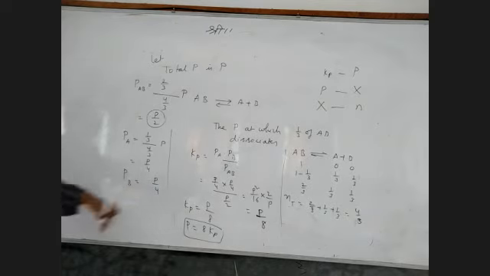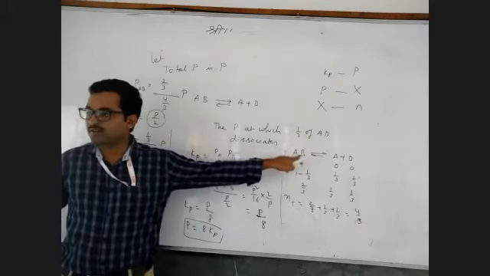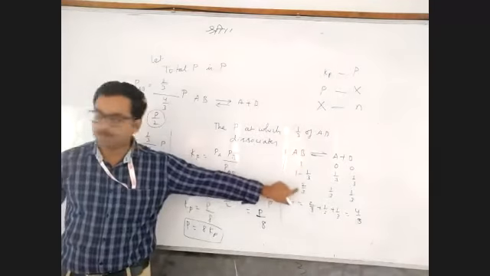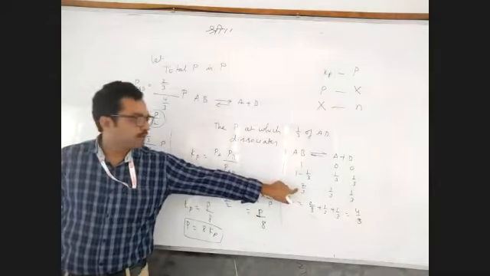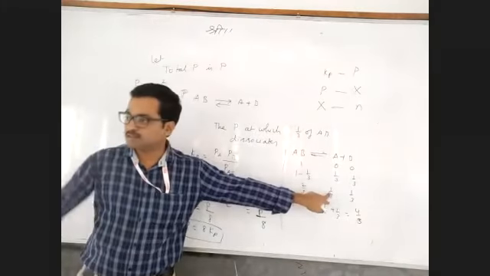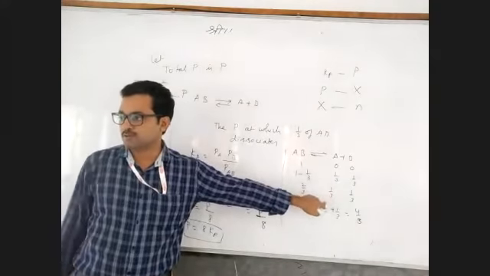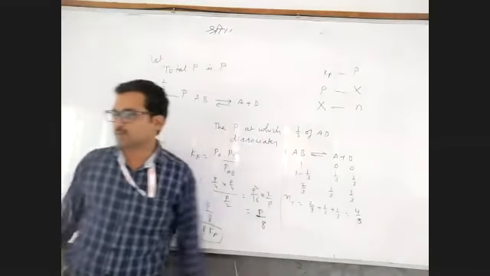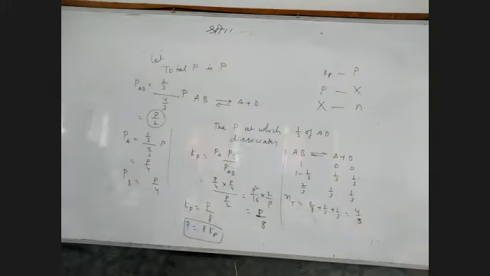Suppose here, no need zero. Mole fraction of AB you want means moles of AB by total moles. Here mole fraction of A means moles of A by total moles. Here mole fraction of B means moles of B by total moles. Understanding? Any doubt? Let's go.